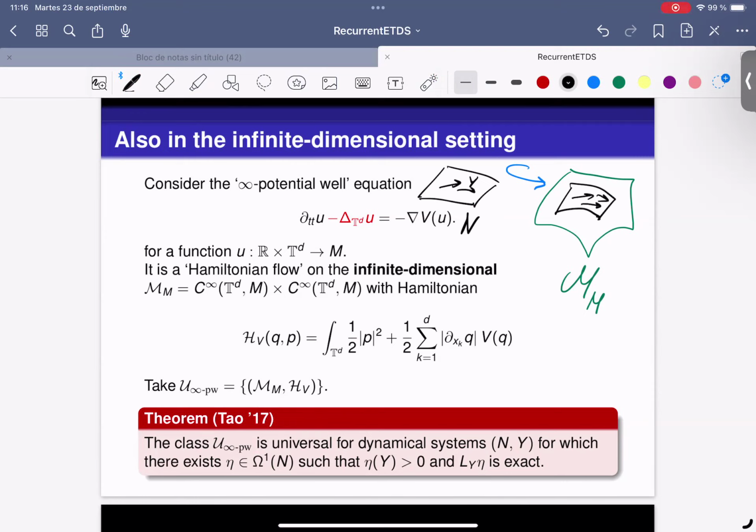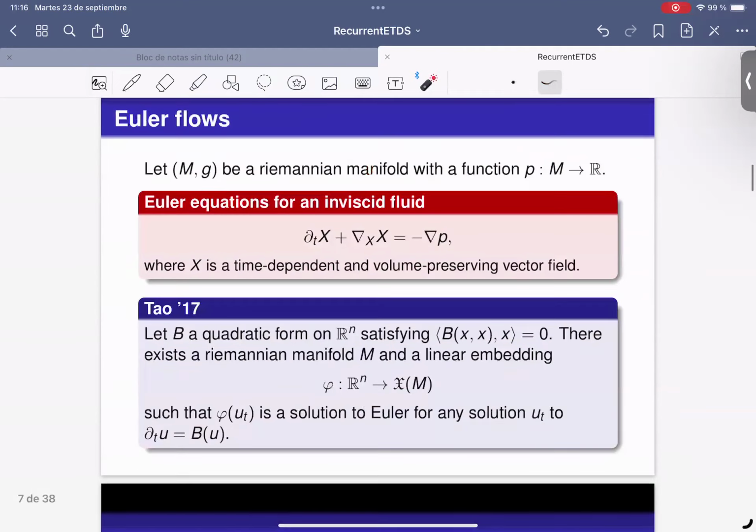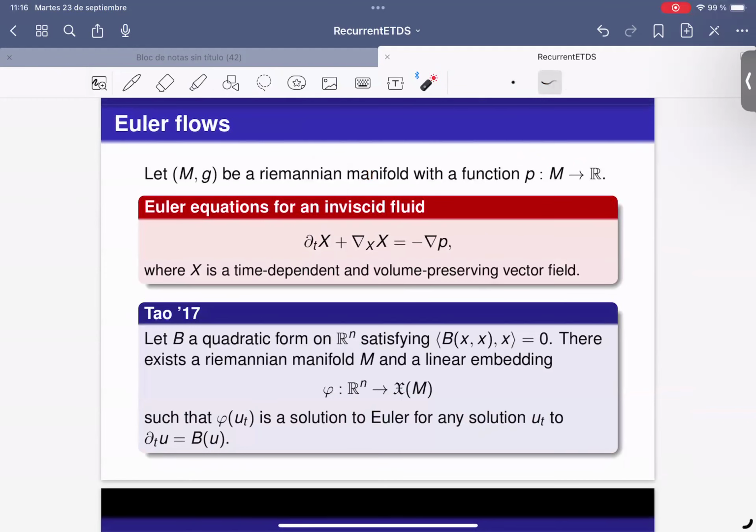Okay, so considering universality in the infinite dimensional setting makes a lot of sense, and actually it's something that you can do if you want to understand how difficult the solutions of a certain partial differential equation, like this one, are. Now you know that solutions to this PDE are as difficult as smooth vector fields with positivity property. And in particular, this is particularly interesting for Euler flows.